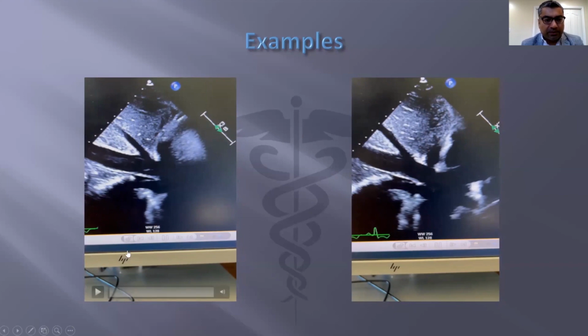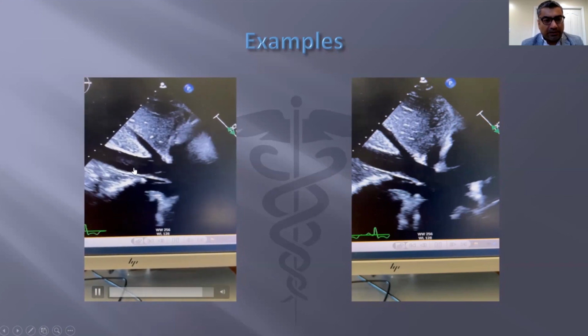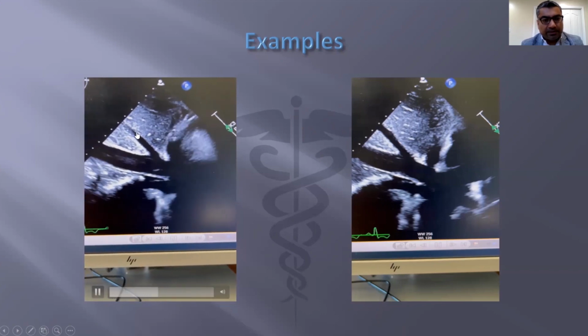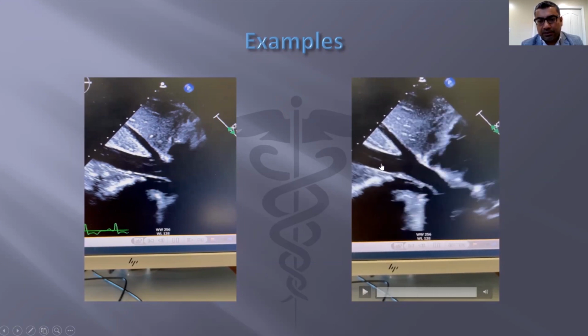Now, most of the people will know this one because you see the IVC is right at 2.1 and doesn't do any movement with respiration. And you see the hepatic vein here. Same thing in this IVC. There is no collapse. So this is 15.